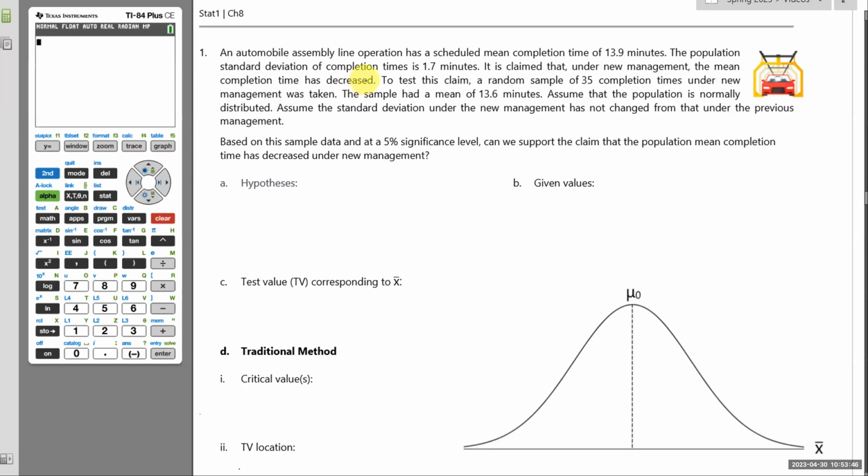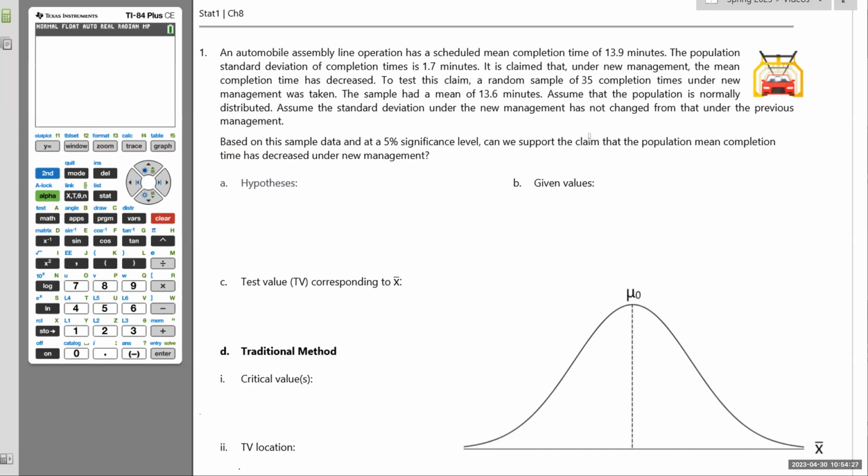So they think they are, under this new management, able to complete these cars more quickly, so in less time. To test the claim, they take a random sample of 35 completion times under the new management. The sample mean is 13.6 minutes for these. We'll assume the population is normally distributed and assume the standard deviation under the new management has not changed from that under the previous management. So based on this sample data and at a 5% significance level, can we support the claim that the mean completion time has decreased under new management?